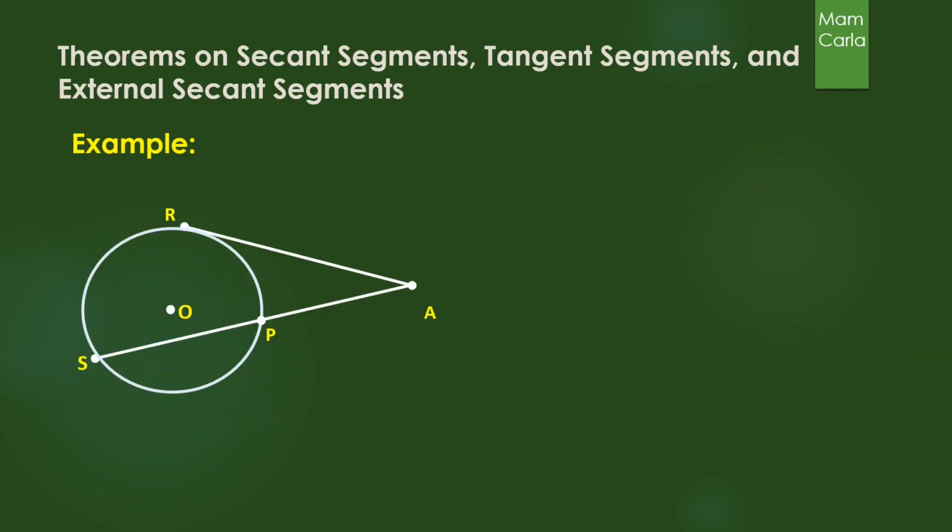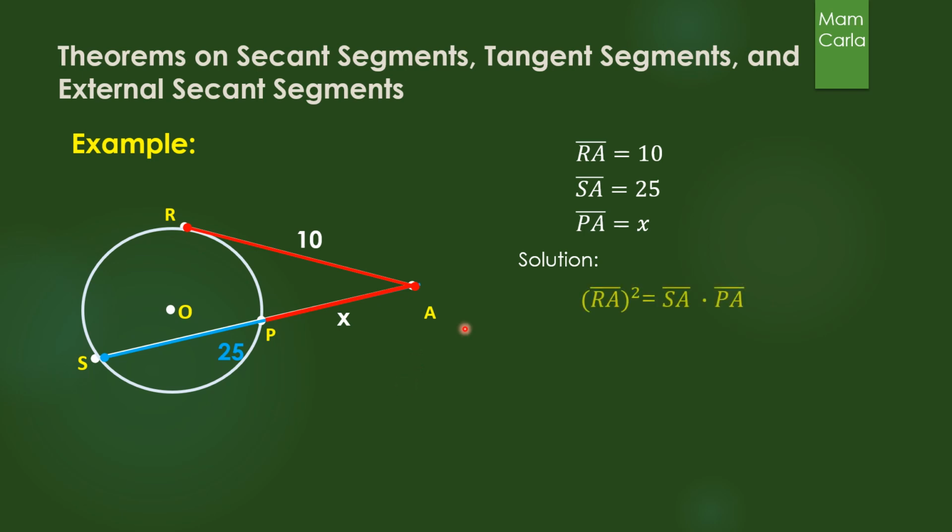Let us have this example. Provided that the measure of line segment RA is 10, and line segment SA is 25, let us find the measure of line segment PA. For the solution, from the theorem, the square of line segment RA equals the measure of line segment SA times the measure of line segment PA. So let us substitute. The measure of RA is 10 and SA is 25 times x, which is PA.